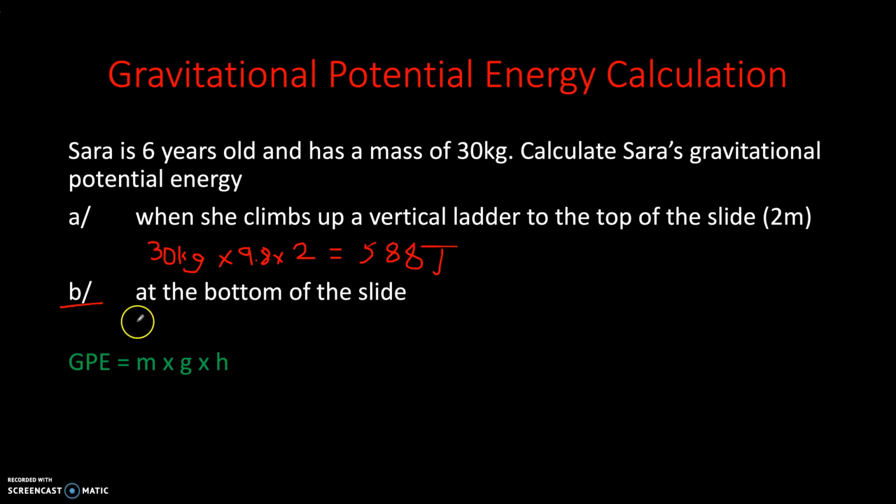Okay, assuming you've paused the video and you've had a go, let's do it together. So her mass is still 30, multiplied by gravity, which is still 9.8. Oh, it's tricky with the mouse. Multiplied by her height. Now she's at the bottom of the slide, so her height now is actually 0. And when you multiply by 0, your answer is 0. So her GPE is 0 joules.